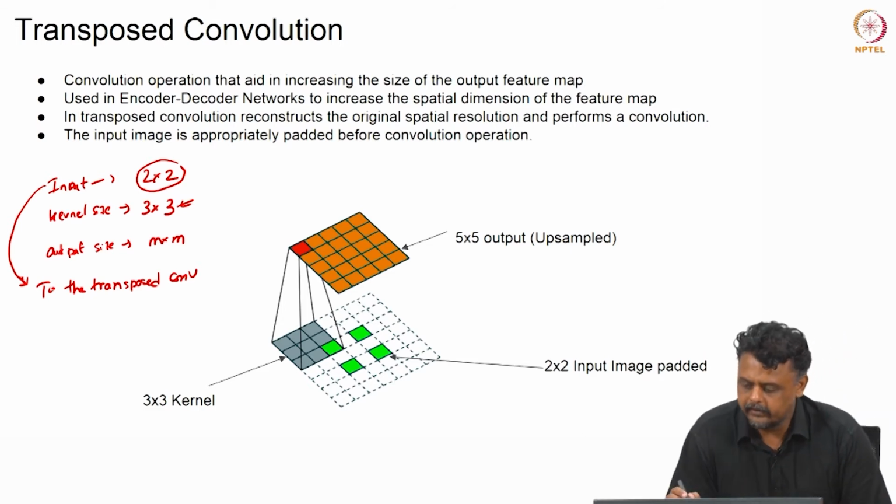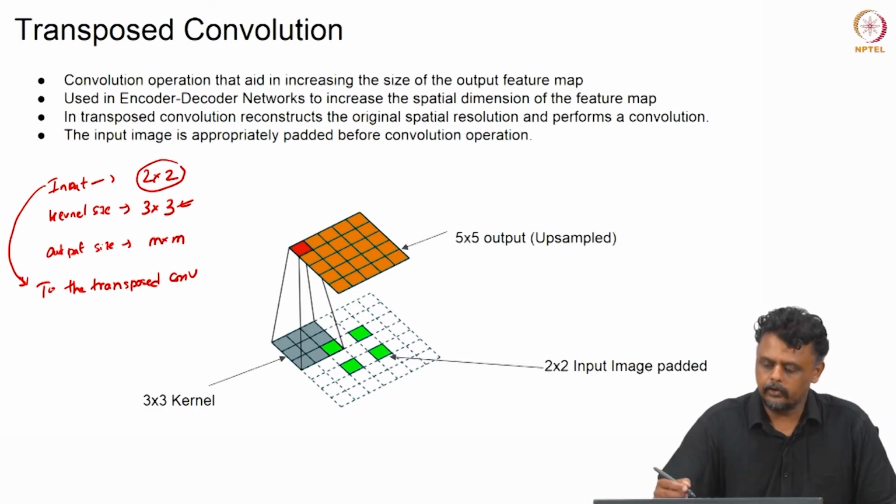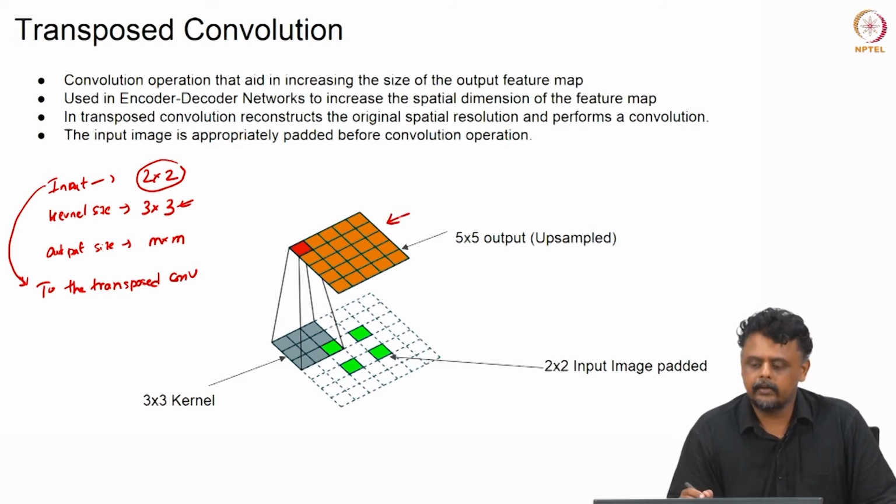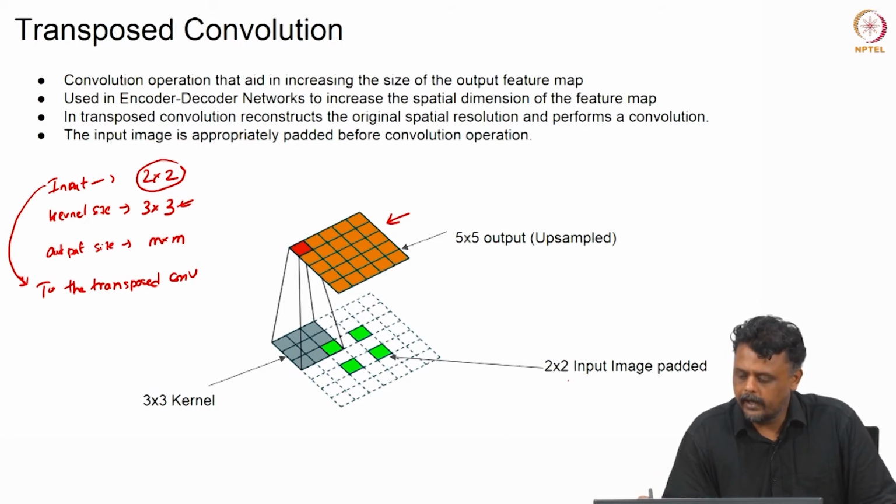In the example given here, you want to reconstruct this resolution: 5 cross 5 is your target output, and your input is actually a 2 cross 2 feature map given by these green squares. Your filter kernel is of size 3 cross 3, given by this gray, and you seek to obtain a 5 cross 5 output. Now, the stride parameters are given.